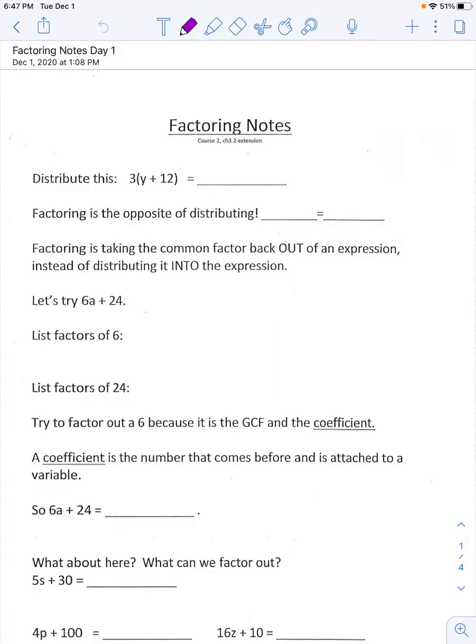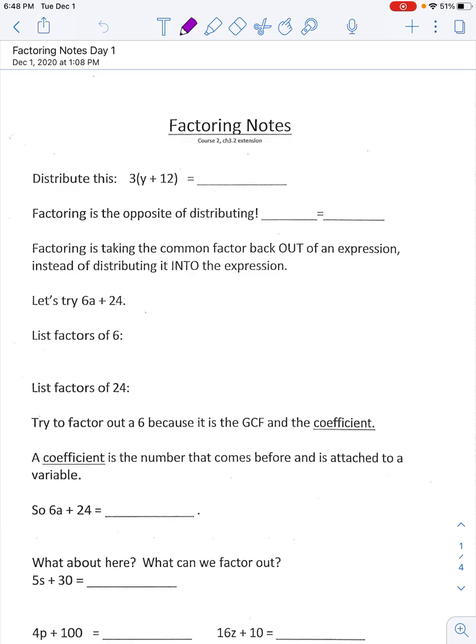Hello, period 4. I wanted to go over factoring notes for those who are out, absent, couldn't be in class today, or for those who were in class today and want to go over the notes again. So follow along, write these notes in as I go through them, please.